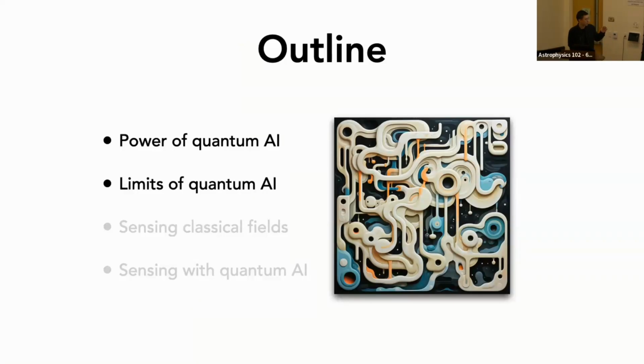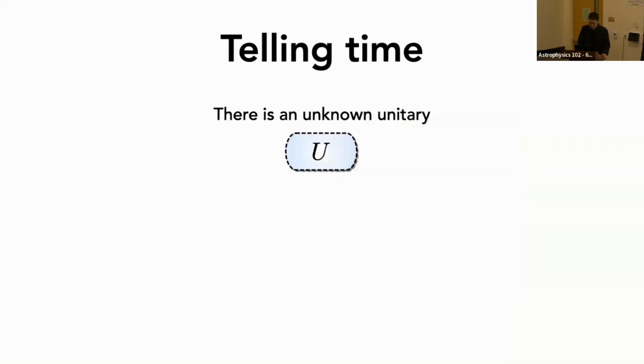So there are some tasks that seem simple and that seem very quantum mechanical, and yet there cannot be any quantum advantage that exists. So one of the tasks is the following. We want to tell time. So what is the precise setting?